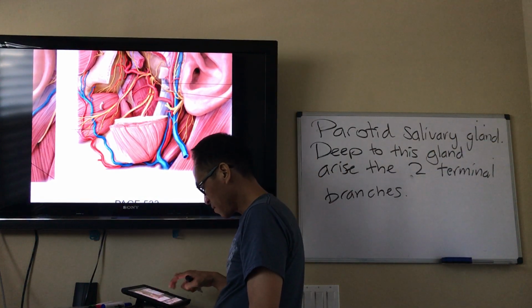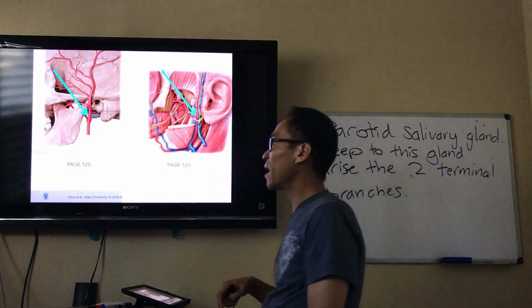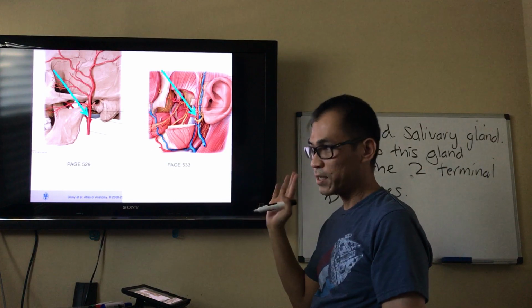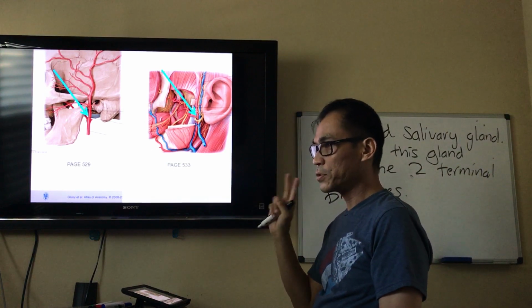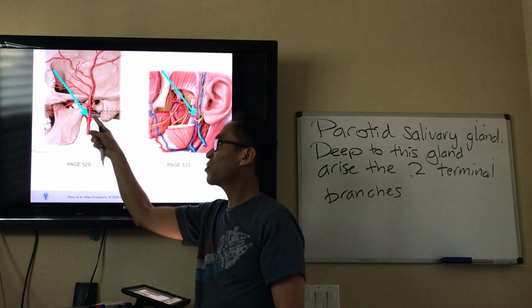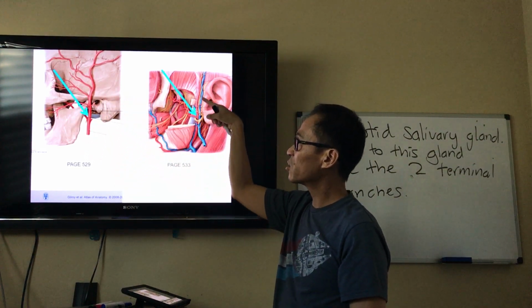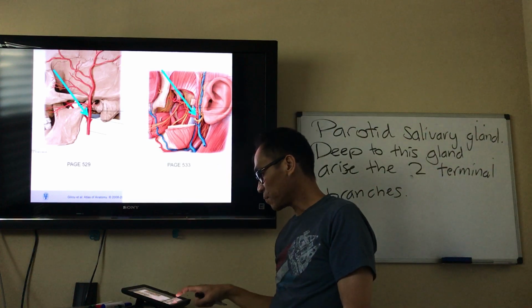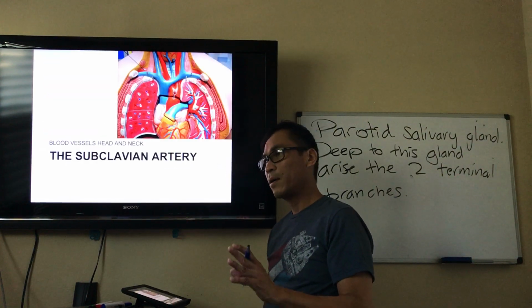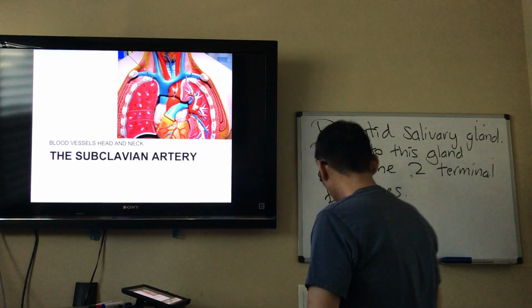All right, let's move on. One last side by side. The blue arrow is again pointing to those two terminal branches right here. Maxillary, superficial temporal. Moving on, let's talk about the other major artery of the neck, subclavian artery.